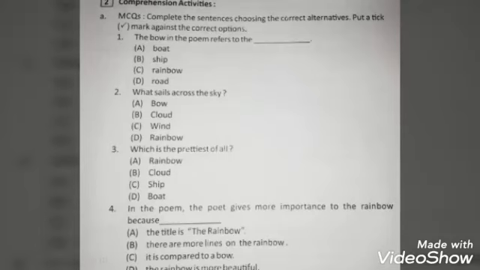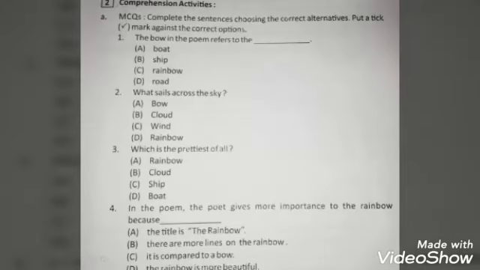Clear? Then come to question number 2. What sails across the sky? See your textbook. Third line, there is the sentence, clouds that sail across the sky. That means the right answer is cloud, and all the other answers A, C, D are wrong.